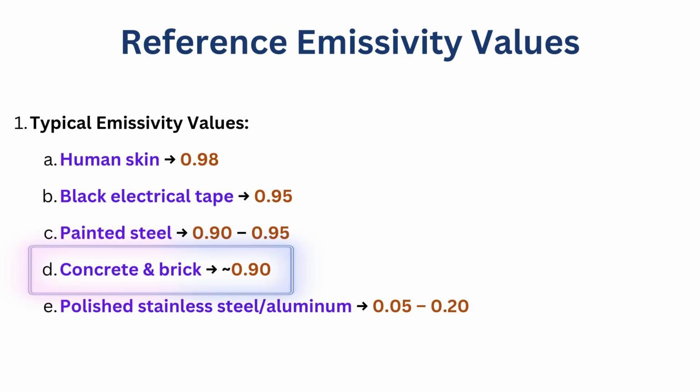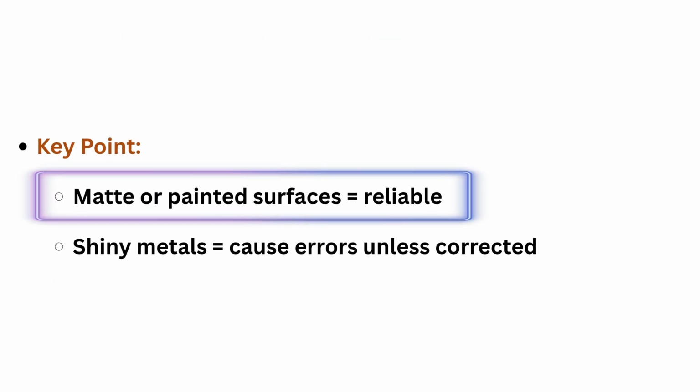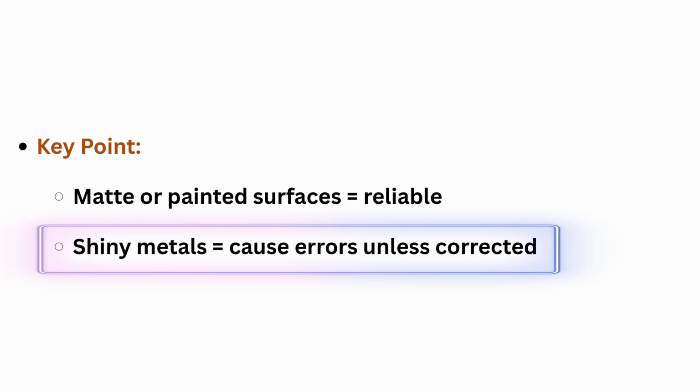And lastly, if we talk about shiny or polished surfaces, let's say polished stainless steel or polished aluminium, the emissivity will be very, very low. It can be 0.2 or even far lesser than that. So overall the key point is that painted surfaces are reliable, but with shiny materials it's hard to rely on the readings.